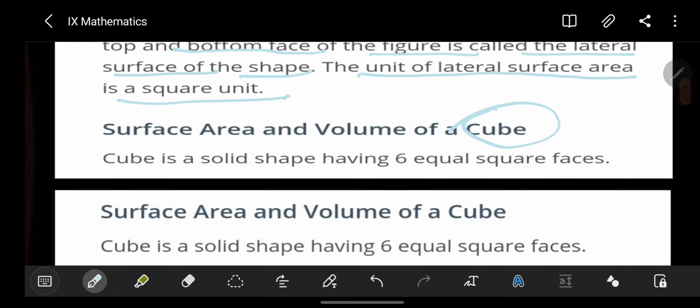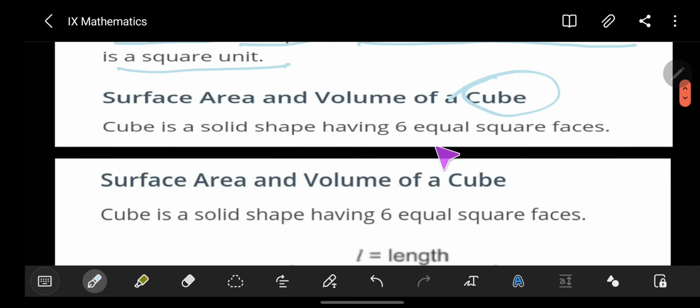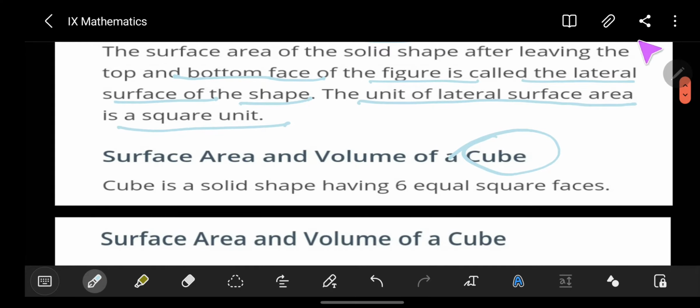Surface area of a cube. A cube is a solid shape having 6 equal square faces. This is how the figure looks like. All right, this is a cube shape. It has 6 faces in total. Suppose you are sitting in a room surrounded by 4 walls and one top, that is the ceiling, and another is the floor, that is the bottom. If you imagine your room as a cubical shape, it has 6 different faces.